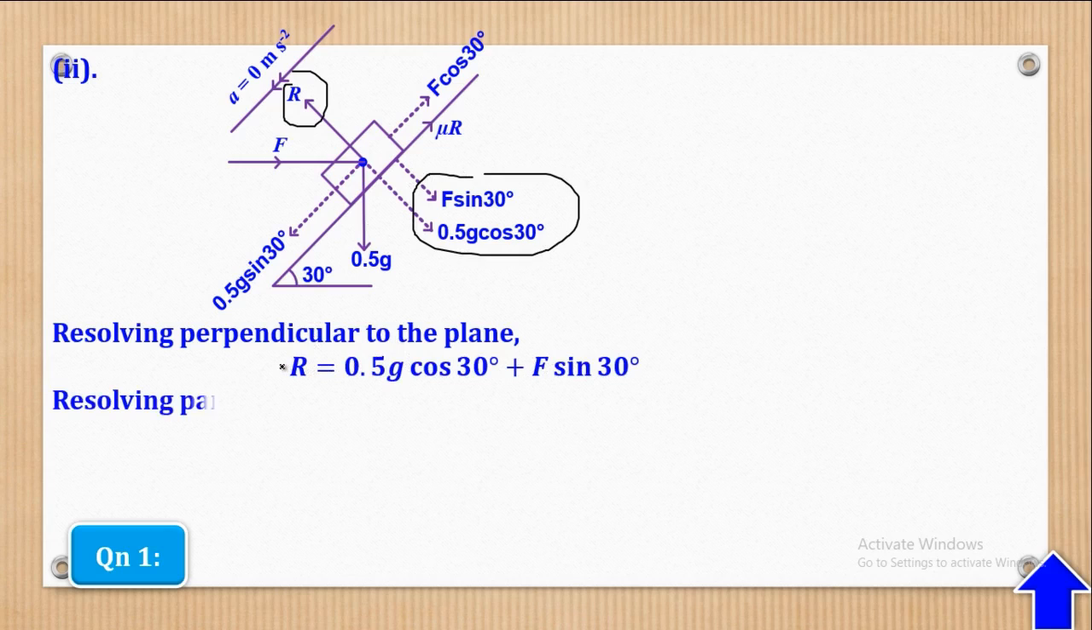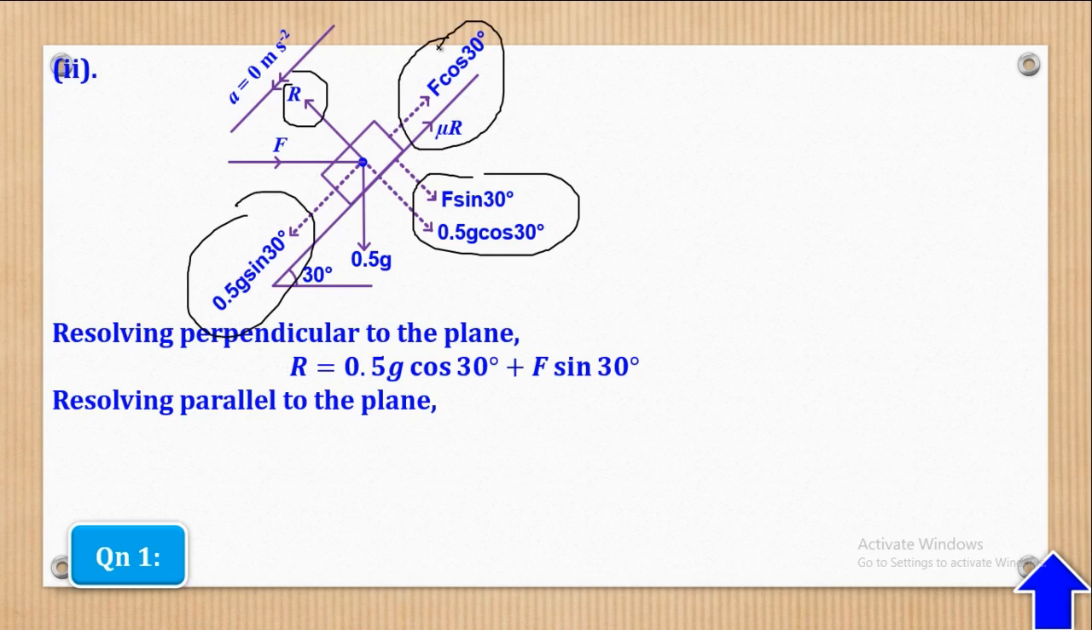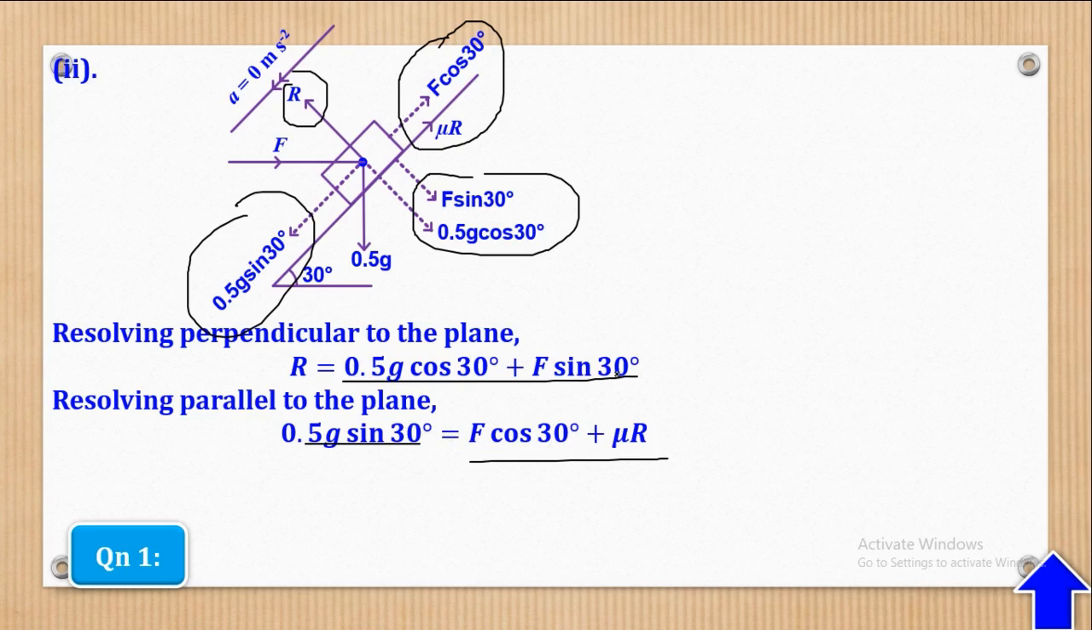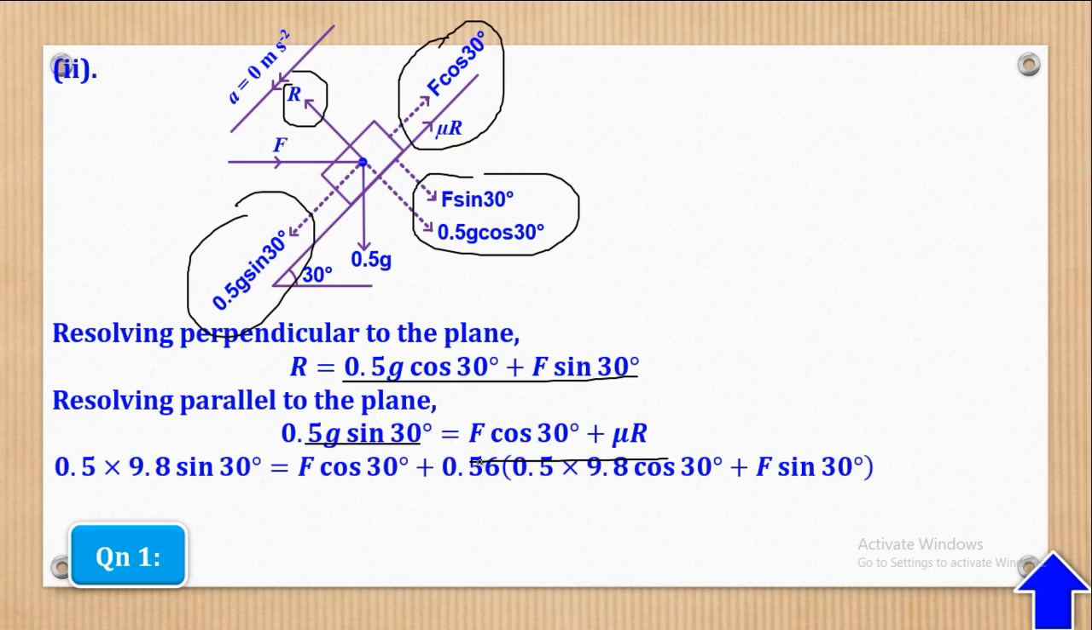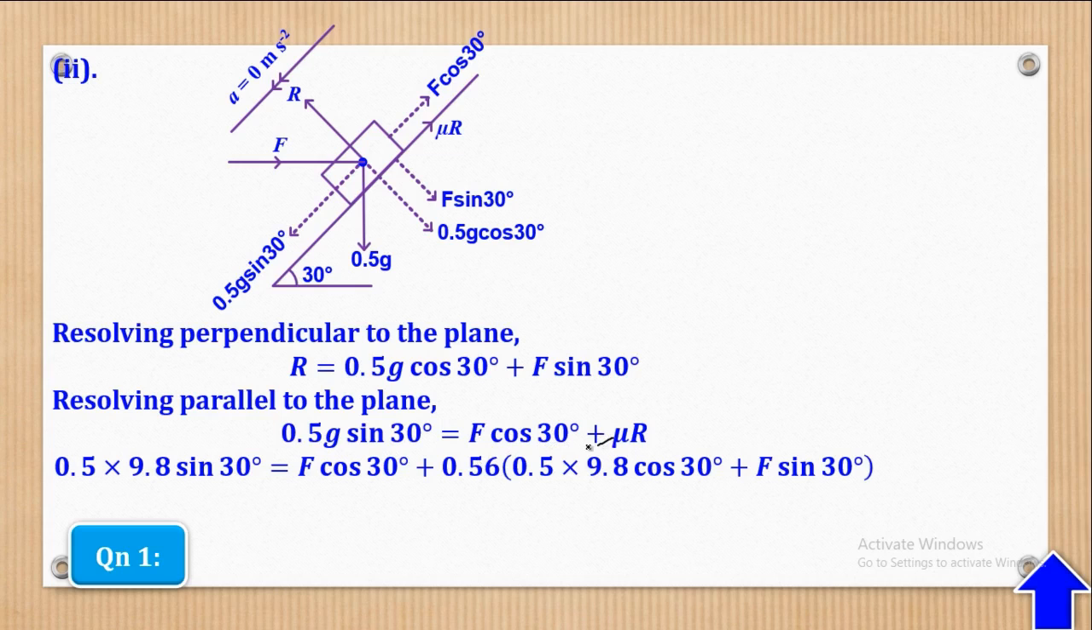What about resolving parallel to the plane? Parallel to the plane, this force will be equal to the sum of these two forces. So you shall come and write that 0.5 g sine 30 is equal to F cos 30 plus mu R. Now R is given, and mu we already got in Roman 1. So we shall substitute for mu and for R.